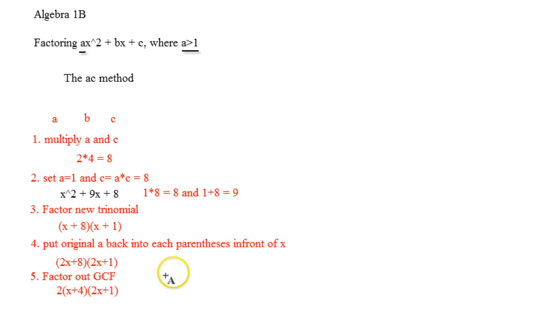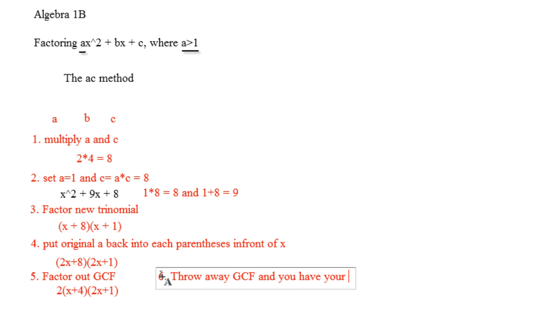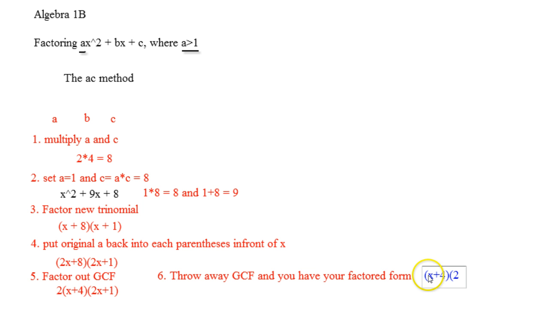Alright. And the last step, step 6, throw away the GCF. And you have your factored form. Voila! You have your factored form, and it's going to look a lot like this. It's going to be parentheses x plus 4, 2x plus 1. Now you're probably asking yourself, wow, Mr. Vanny, that is a great math trick, but does that really hold up?